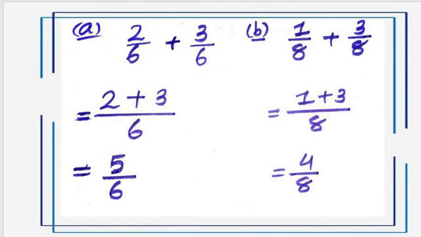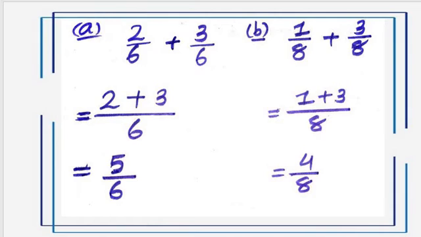So how many steps are there for solving addition of like fractions? First of all, let's revise both steps, and then we will move on to our question. There are 2 steps of solving addition of like fractions. 2 upon 6 plus 3 upon 6. So first of all, what to do here? We only add the numerators. No need to add the denominators. So let's check the numerators. First of all, 2 plus 3.